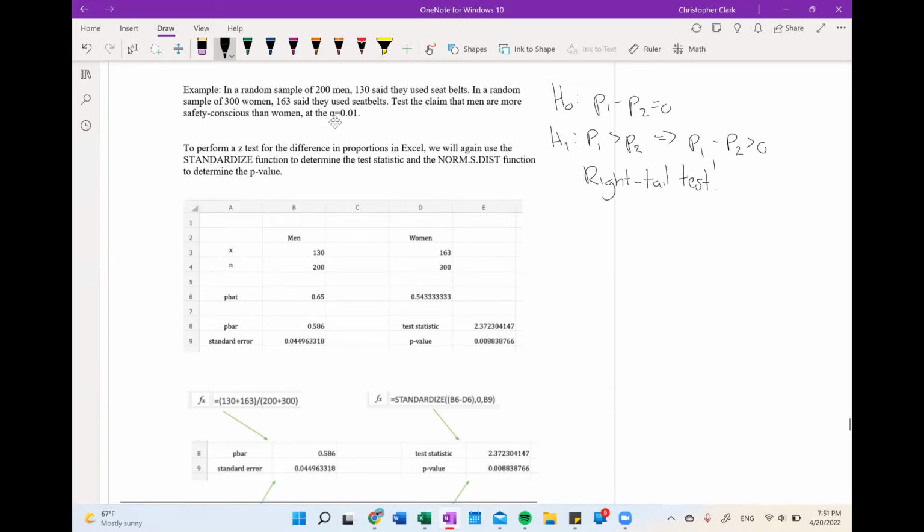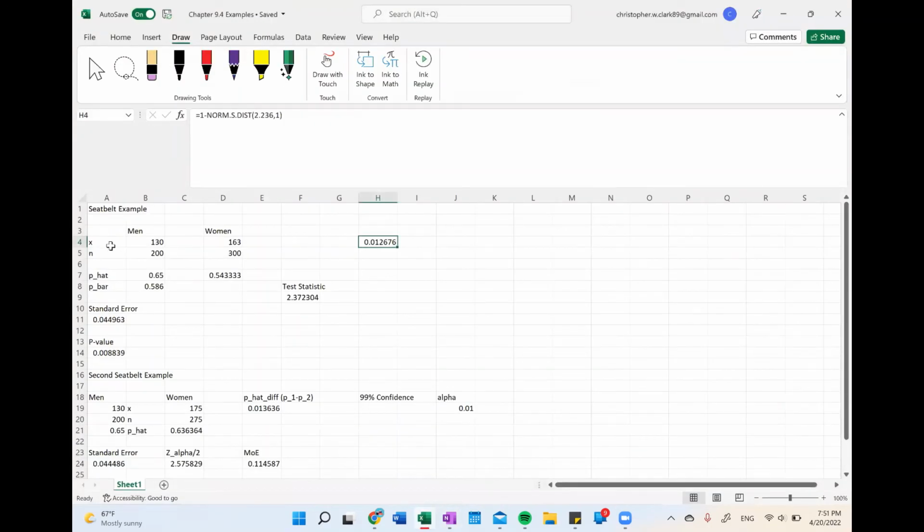Okay, so let's swing on over to Excel. So we have our X, 130 and 163. And we have our N, so 200 and then 300. So to calculate P hat, you can see here I have just equals 130 divided by 200. I could also just do this as equals, and I'm going to choose X divided by 200. We get the same thing.